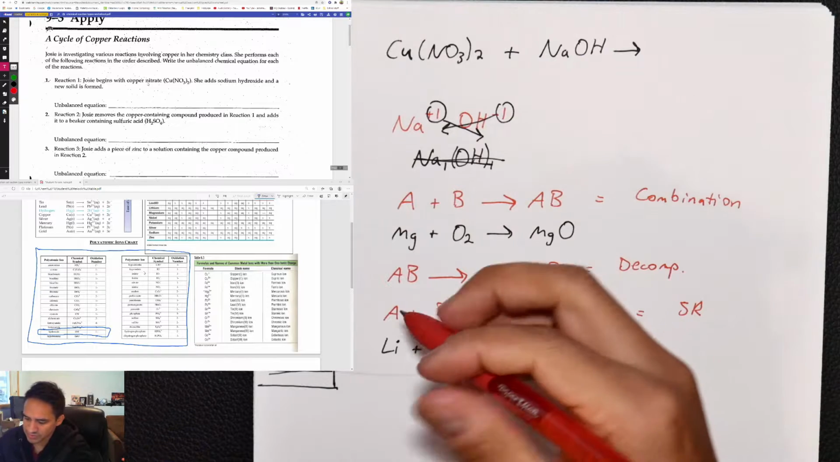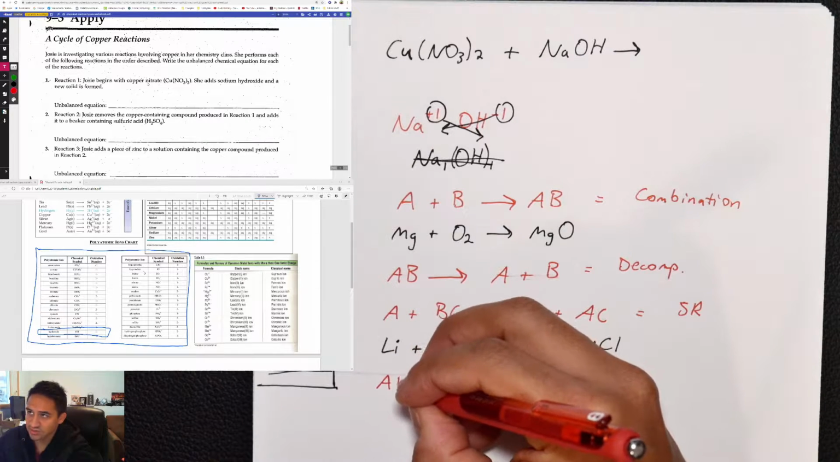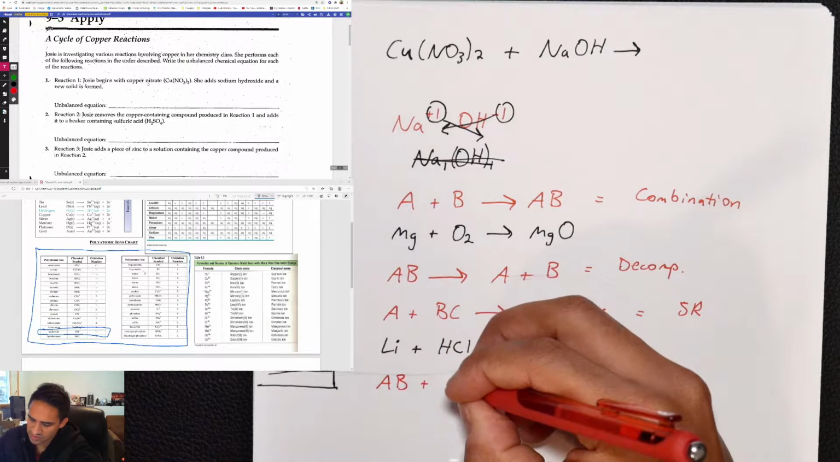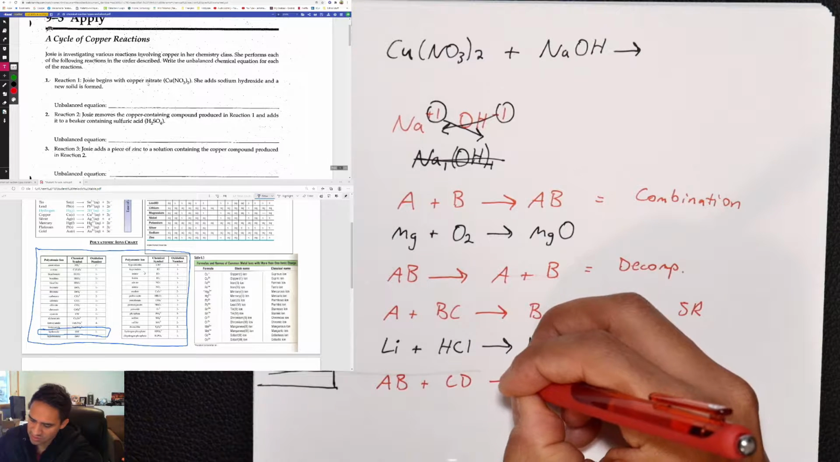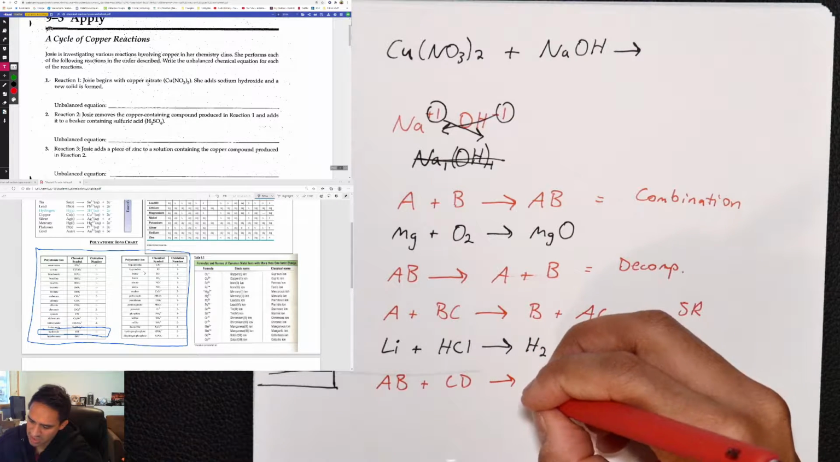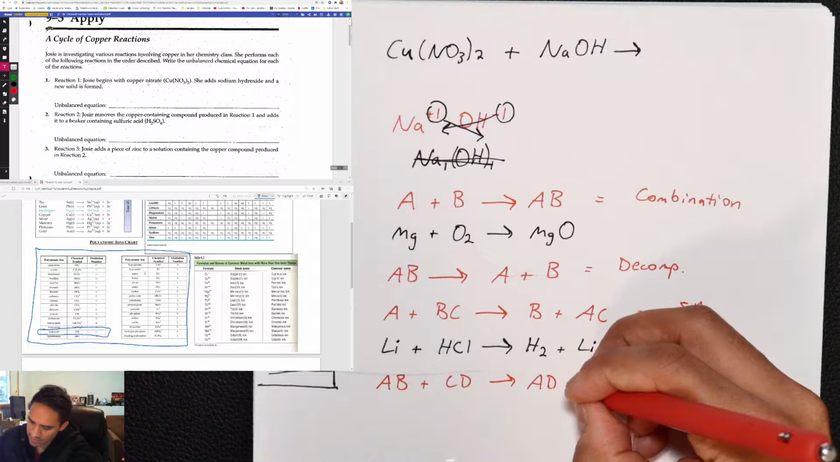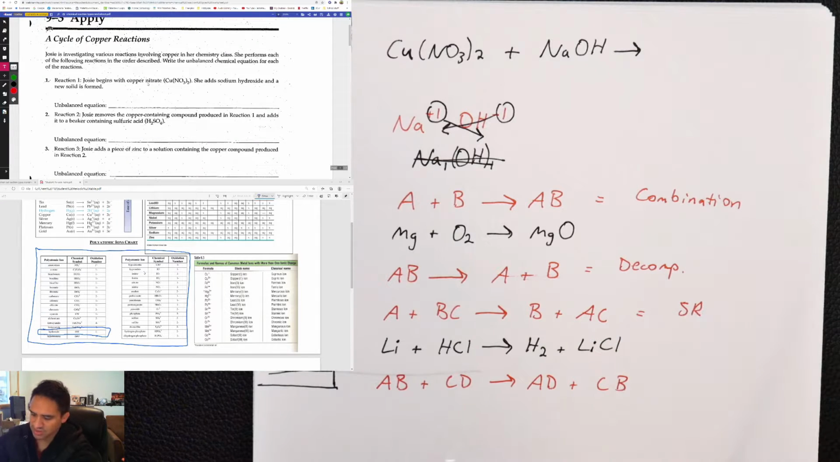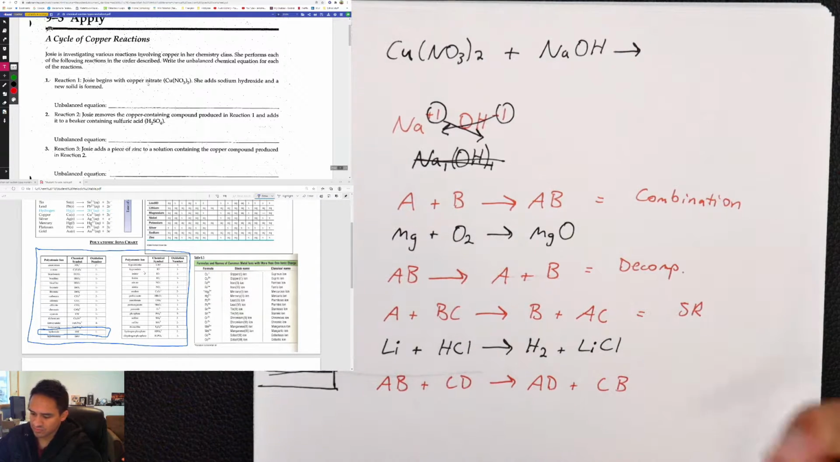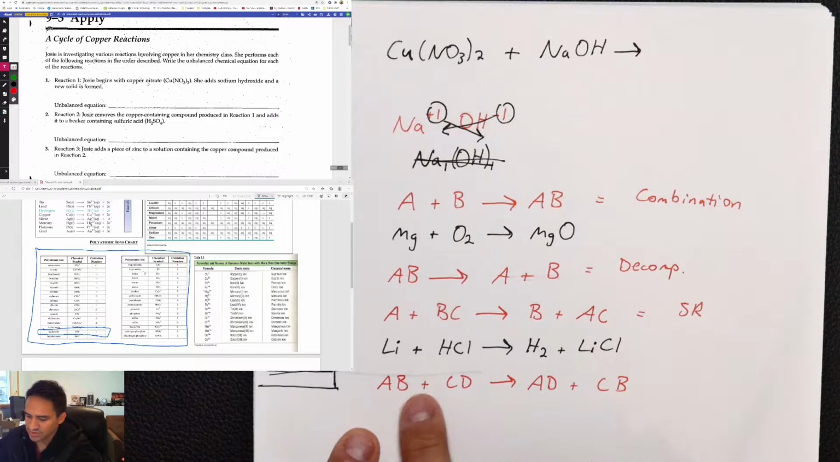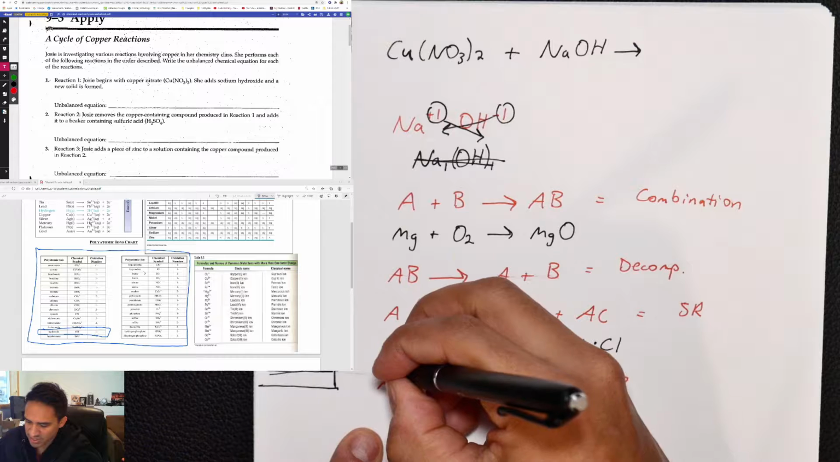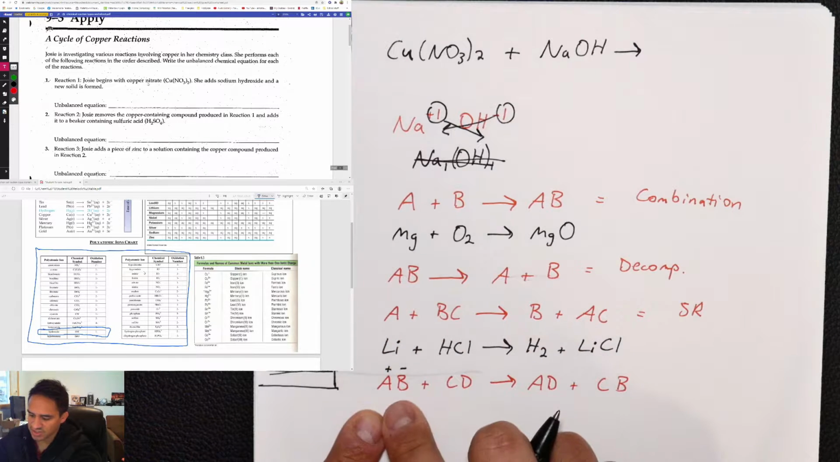Then we have a double replacement. So that's going to be AB plus CD, and we're going to make AD and CB. Now, this is usually going to be a compound plus another compound.